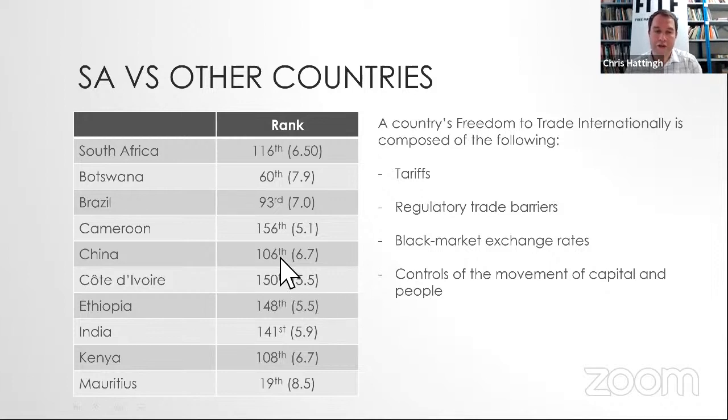Cote d'Ivoire, 150th. Ethiopia, 148th. Ethiopia, an African country with lots of potential for growth and success stories, but they need to take advantage of more trade. India, 141st. Kenya, 108th. And the best African country, Mauritius, at 19th with a score of 8.5.